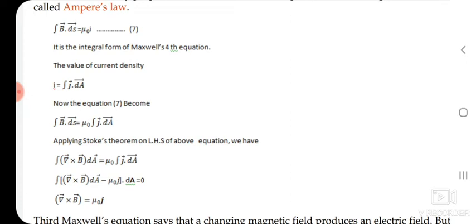The integral is not equal to 0 in general, but the product of that bracket term and dA is equal to 0. That's why we can equate the inner bracket term to 0. It gives del cross B is equal to mu naught J.